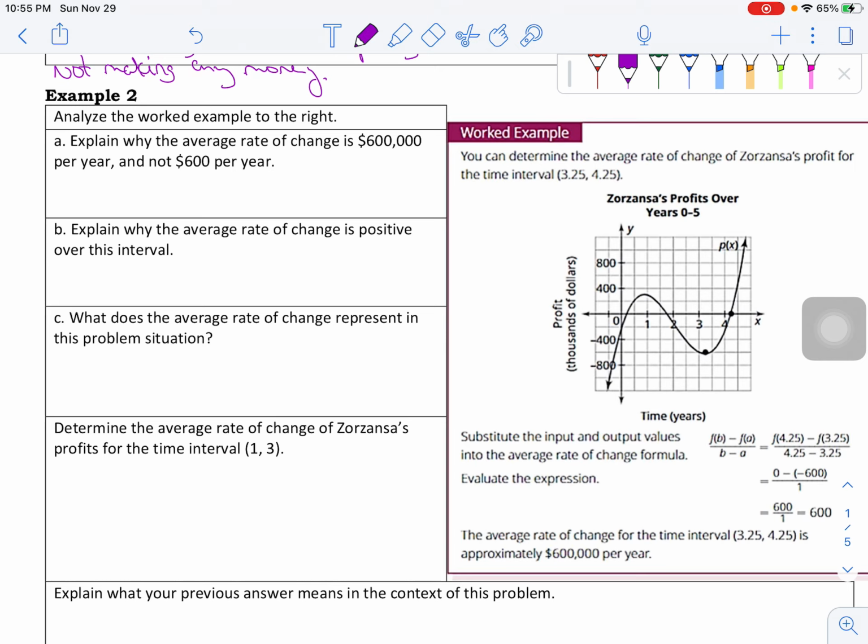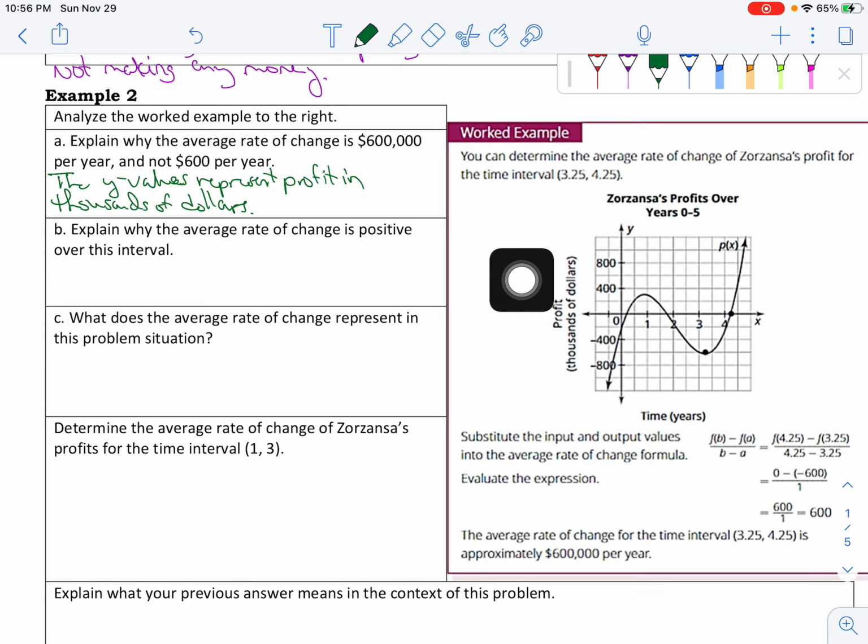$600 per year. And it's very simply, all right, so let's go over here. The Y values represent profit in thousands of dollars. Okay, and that was labeled on the y-axis, so this isn't something that I made up. This is labeled right here, right? Thousands of dollars. So that's how we know it, okay?